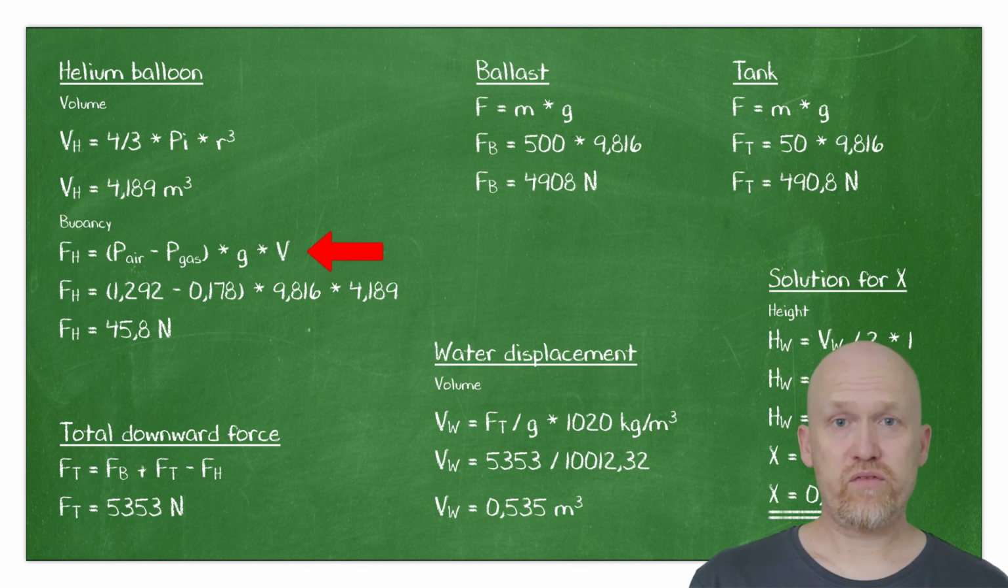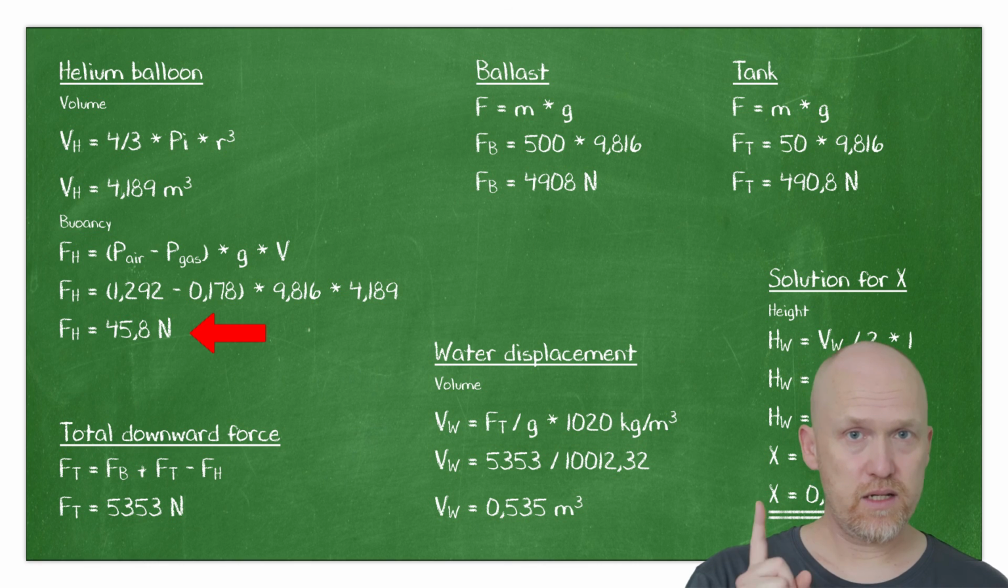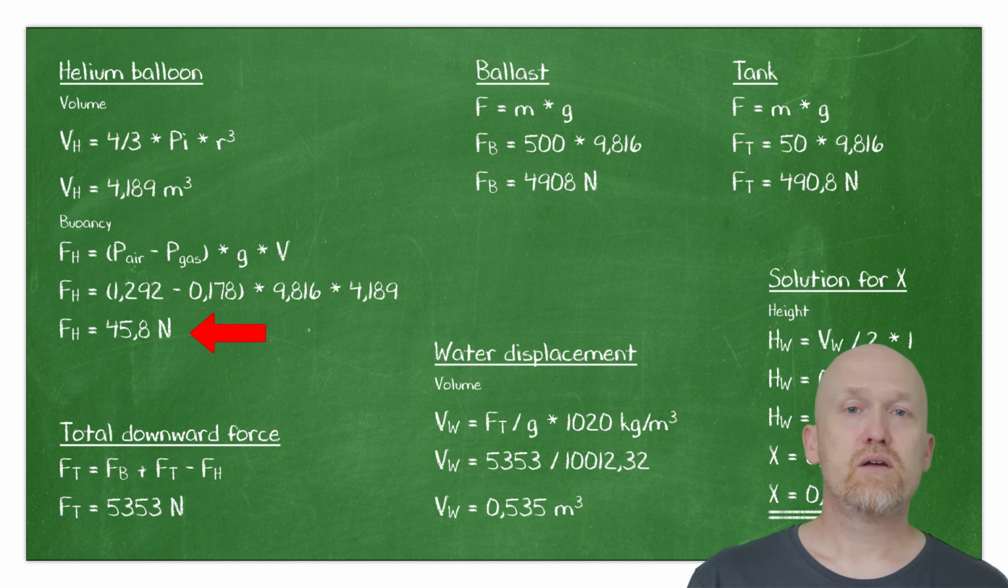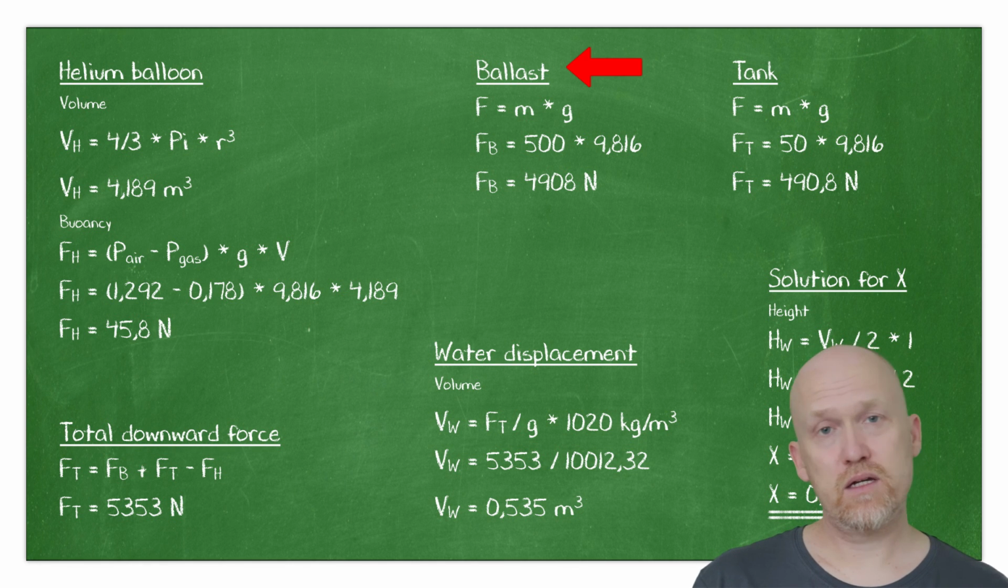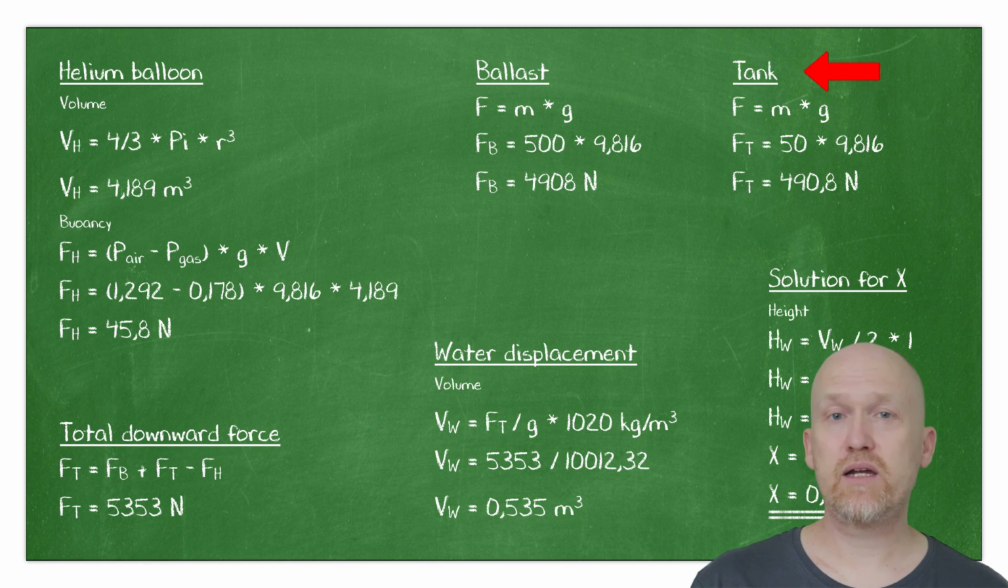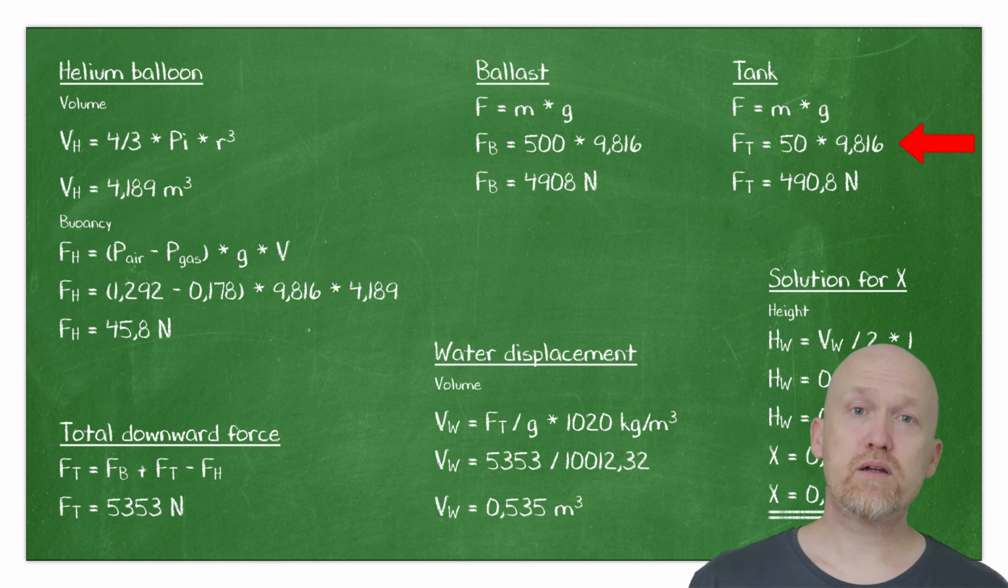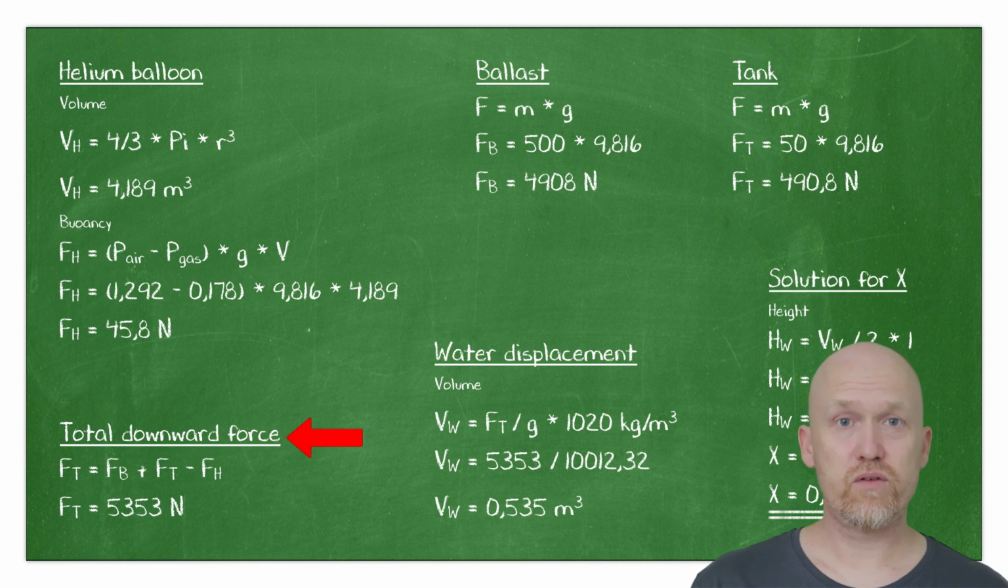The result is 45.8 newtons in a negative direction. Then we move on to calculate the force of the ballast and the tank. I use 9.816 for gravity, as that is the force measured in Denmark. We then combine all the weights and see that the total downward force is 5,353 newtons. We then have to find out the equivalent amount of water.